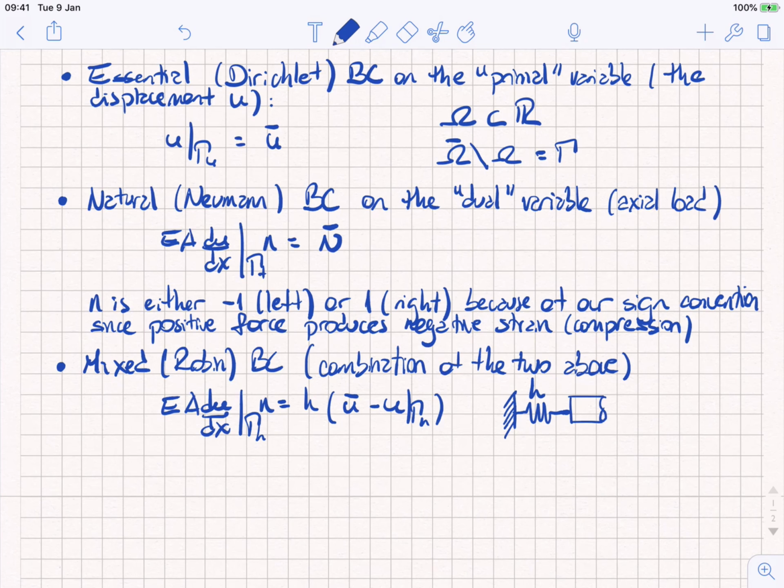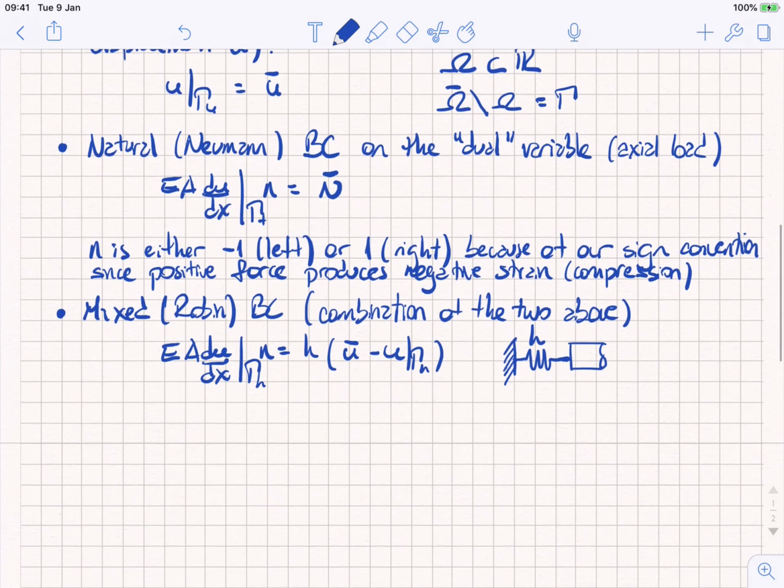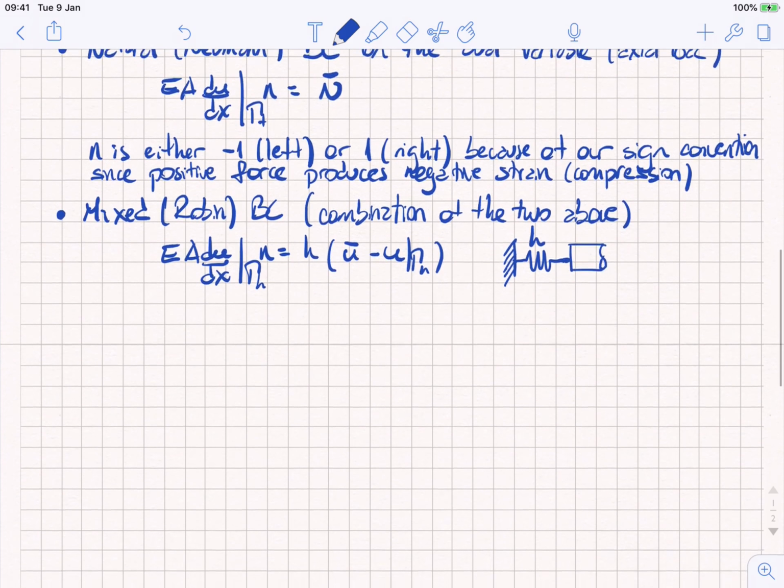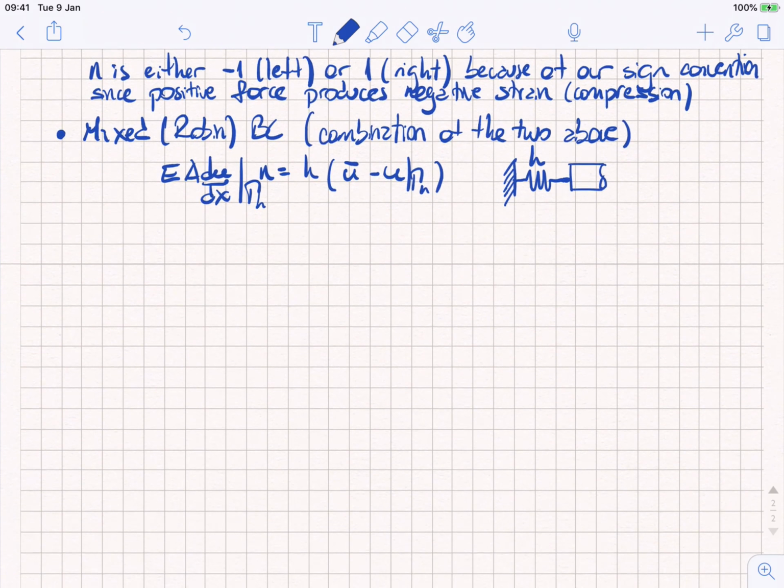Yes, gamma T and then gamma H. Something important to say before we move forward: these conditions are normally said to be mutually exclusive, or disjoint. That means that at a point, you cannot prescribe two things. Of course, it doesn't make sense to prescribe the force and the displacement at the same location. Either you prescribe one or the other, right?